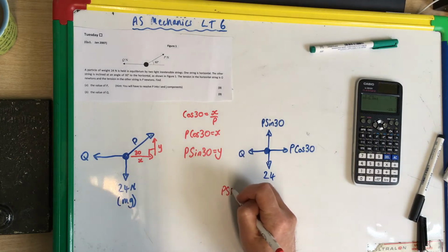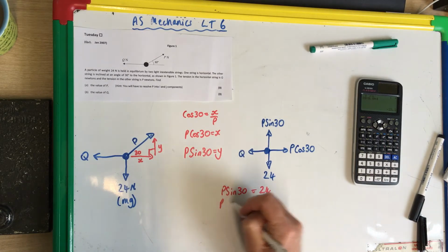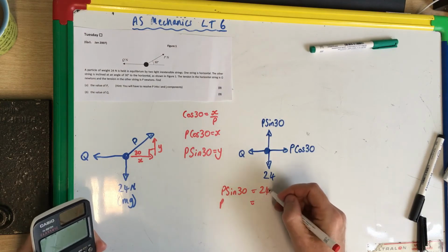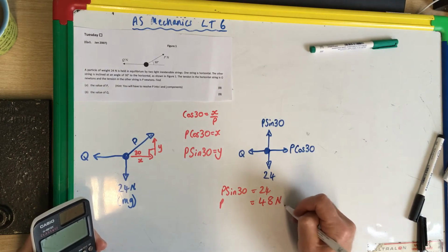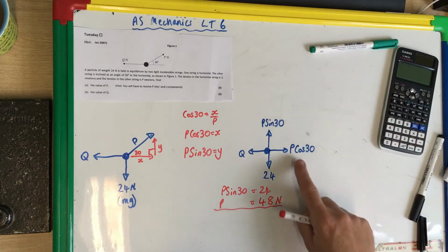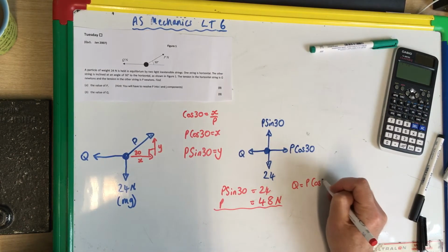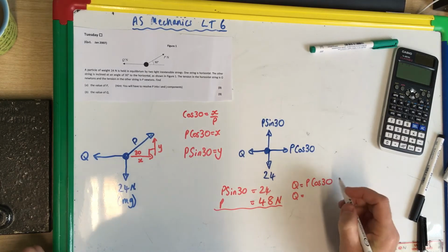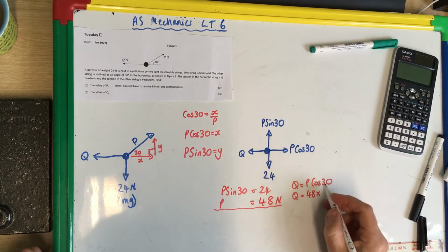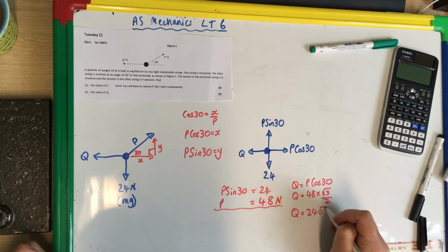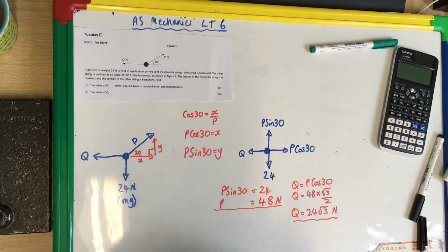So we've got P sine 30 is equal to 24, so P is equal to 24 divided by the sine of 30. Actually, sine of 30 is a half, so 24 divided by half is 48 newtons. That is P. Okay, and now we've got Q is equal to P cos 30, so Q is equal to 48 times the cos of 30, which is root 3 over 2, you want to use that, so Q is equal to, keeping it nice, 24 root 3 newtons, or whatever that is in the mark scheme. It might give you that, or it might round it off, okay, and there we go.